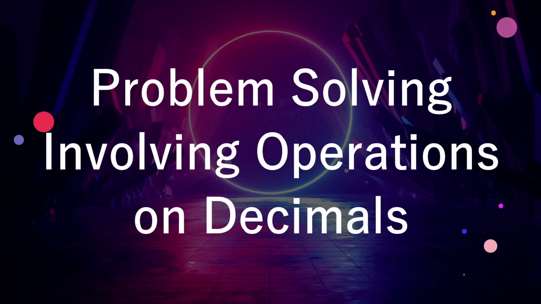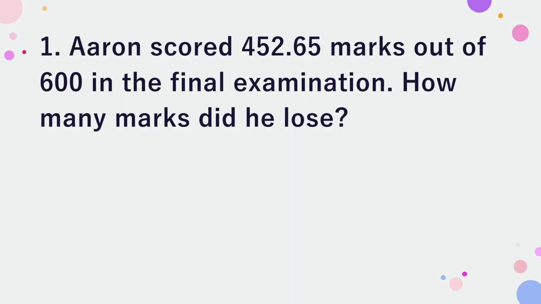Now let's have our first problem. Aaron scored 452.65 marks out of 600 in the final examination. How many marks did he lose? This is my question now. What operation will you use in this problem? Subtraction, because the word lose means you need to subtract, right?